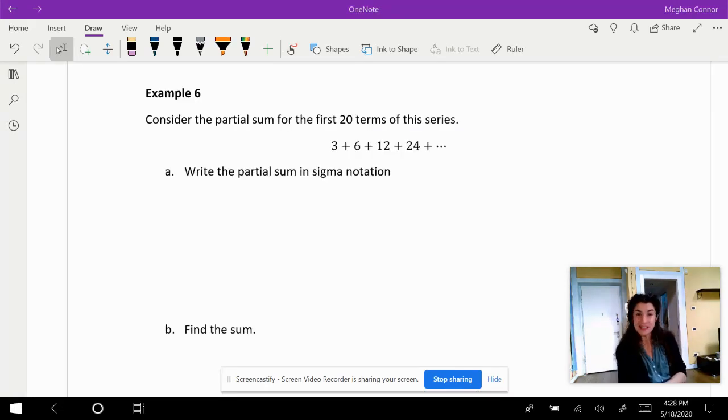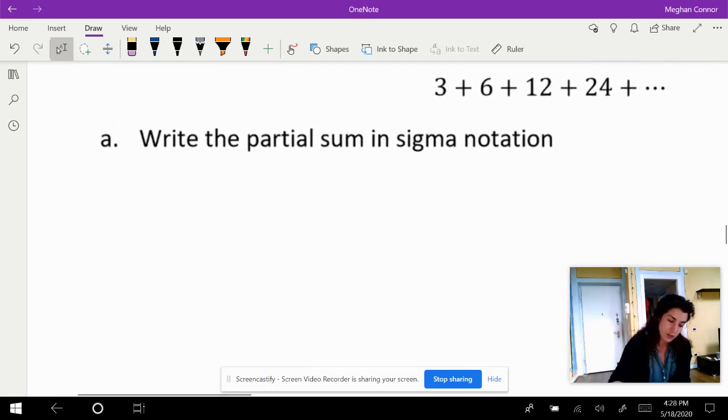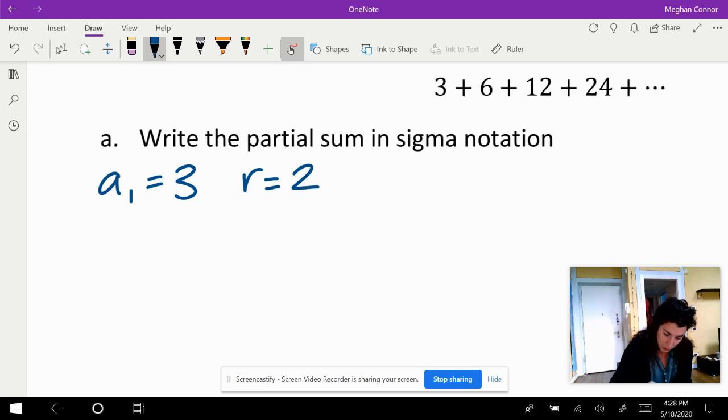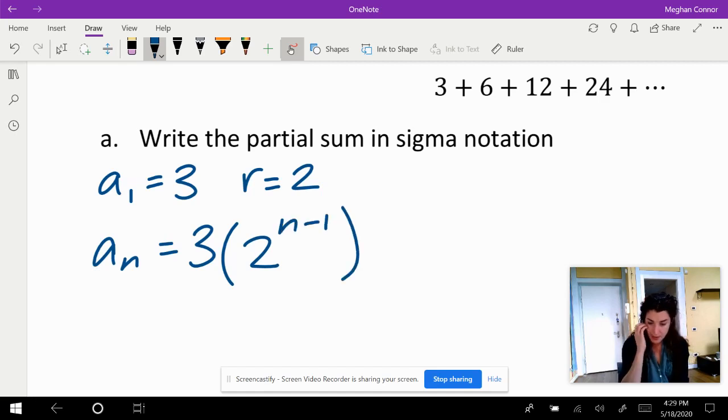Okay, example 6. Consider the partial sum for the first 20 terms of this series. We need to write the partial sum in sigma notation. So in order to do that, we need to know what the definition of this series is. So 3, 6, 12, 24. The common ratio is 2, and our first term is 3. So A sub 1 equals 3, R equals 2, A sub n equals our first term times our common ratio raised to the n minus 1. Just going back to your formula packet, remember that explicit formula is in there for you.